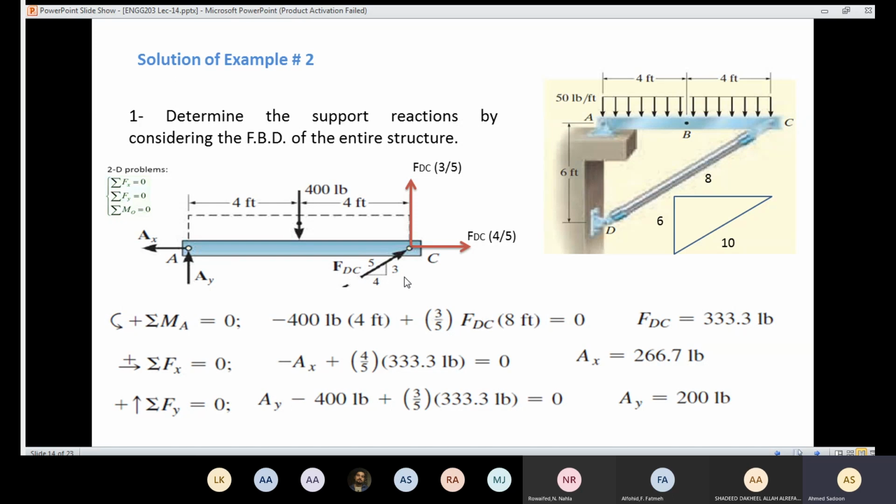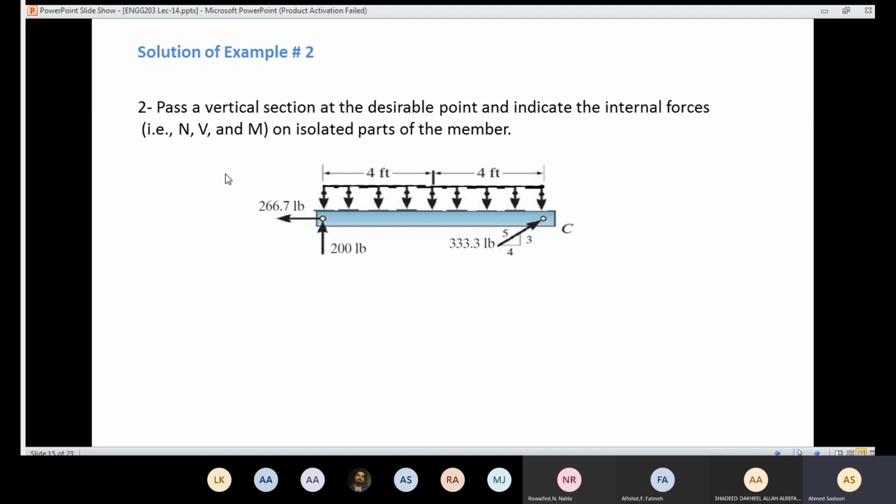In step number 2, we are going to take a section. The section should pass about here, because it's required to calculate the internal forces at the point B. So I'm going to draw a section here, and I'm going to end up with a left part and a right part. So in step number 2, we are going to pass a vertical section at the point of interest, which is here at the point B.